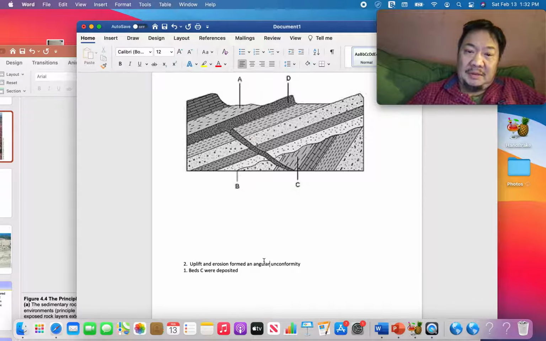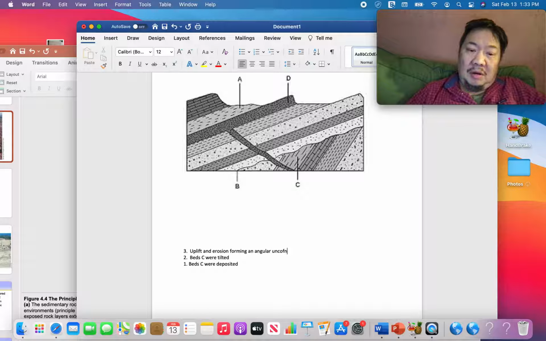Then what happened? Oh, actually, I'm sorry. I missed something. Beds C were deposited. Then beds C were tilted. Then what happened? Then you had uplift and erosion, forming an angular unconformity. Then what happened?